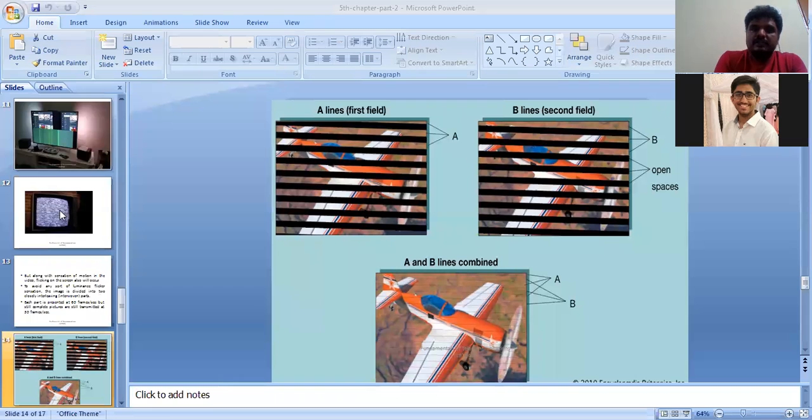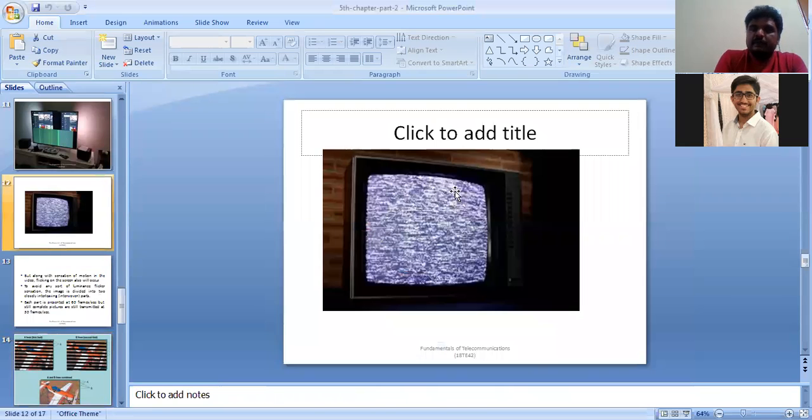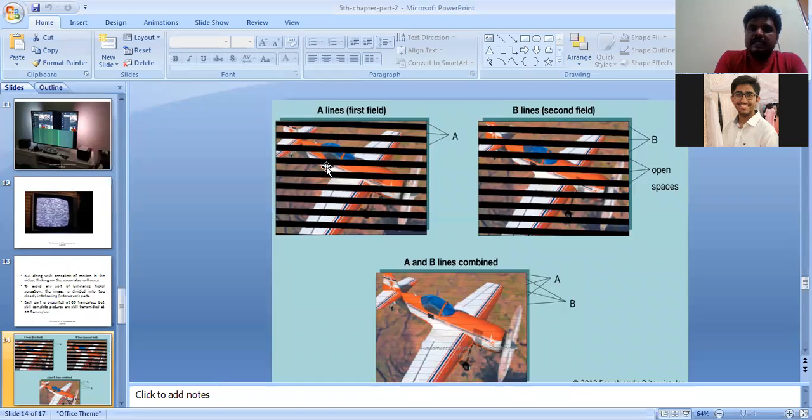This kind of intermittent blank signal flickering can be avoided if you go for what is called interlacing. Here one portion, here one portion, they are interwoven. They can be clubbed, like fingers can be interwoven. So this is also an interwoven set of pictures.